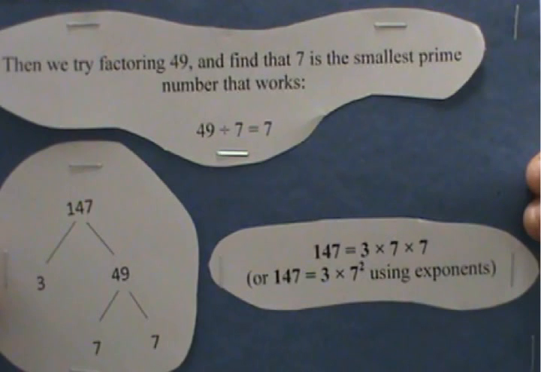So now we do our tree. We have the 3. We have the 7. We have another 7. Giving us our equation of? 3 times 7 squared. That's right. Our final answer. So that's not too bad, right? No, it's a lot easier now.